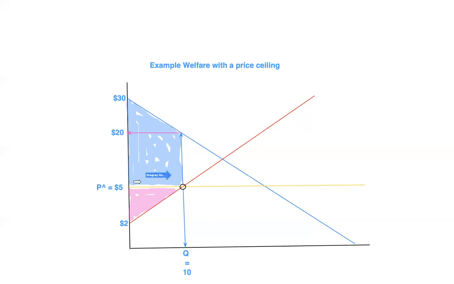I also want to highlight the pink area, which is the producer surplus. And notice again, if we go back to our verbal definition, it's the area above the supply curve, below the price that the sellers receive, and to the left of the quantity sold. So to the left of this point, and it's that pink area. So we can go through our calculations.